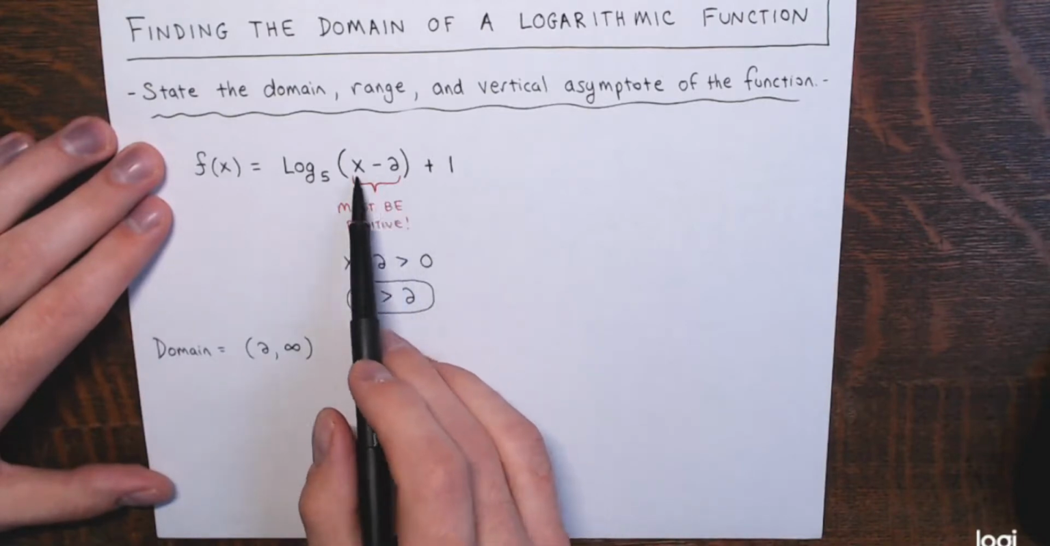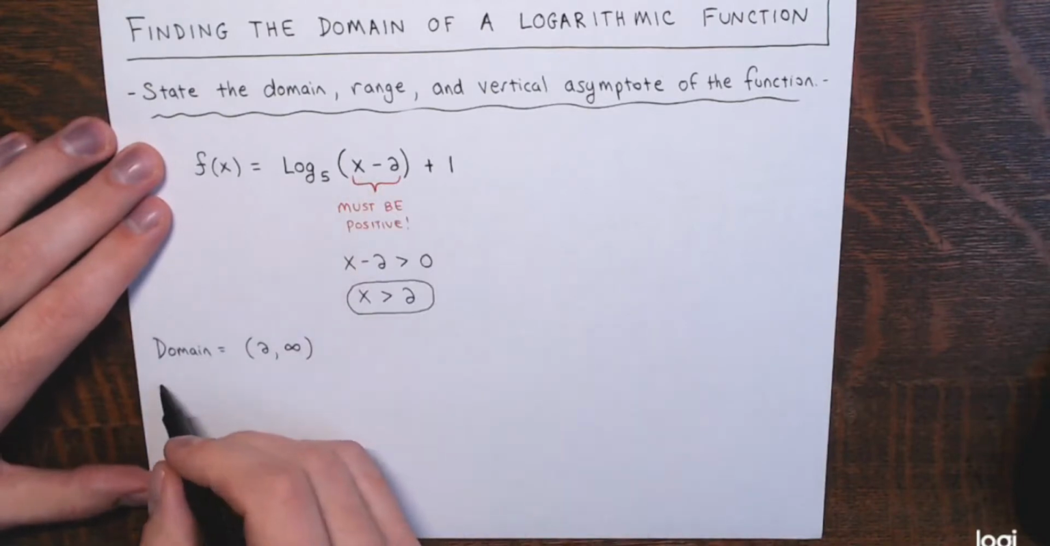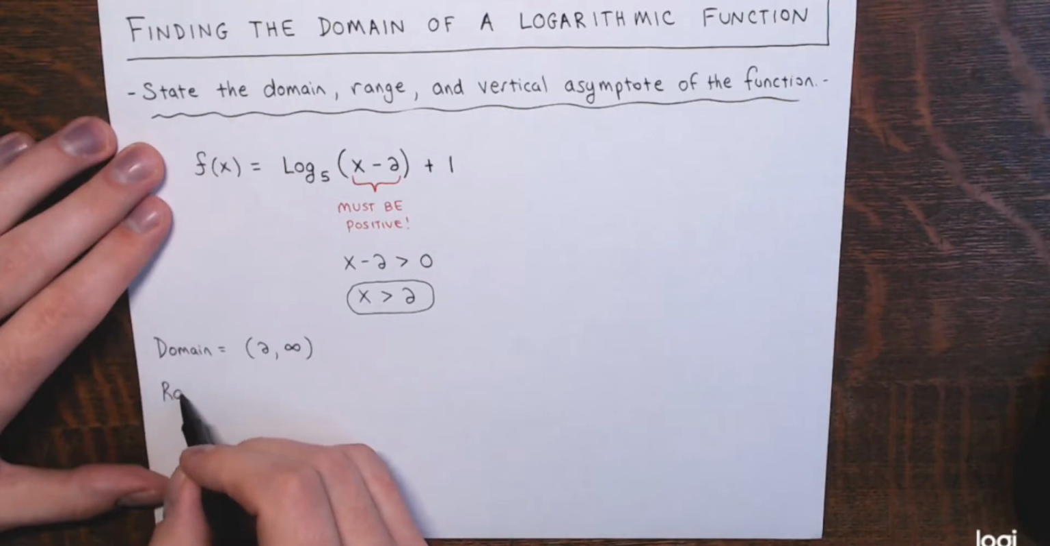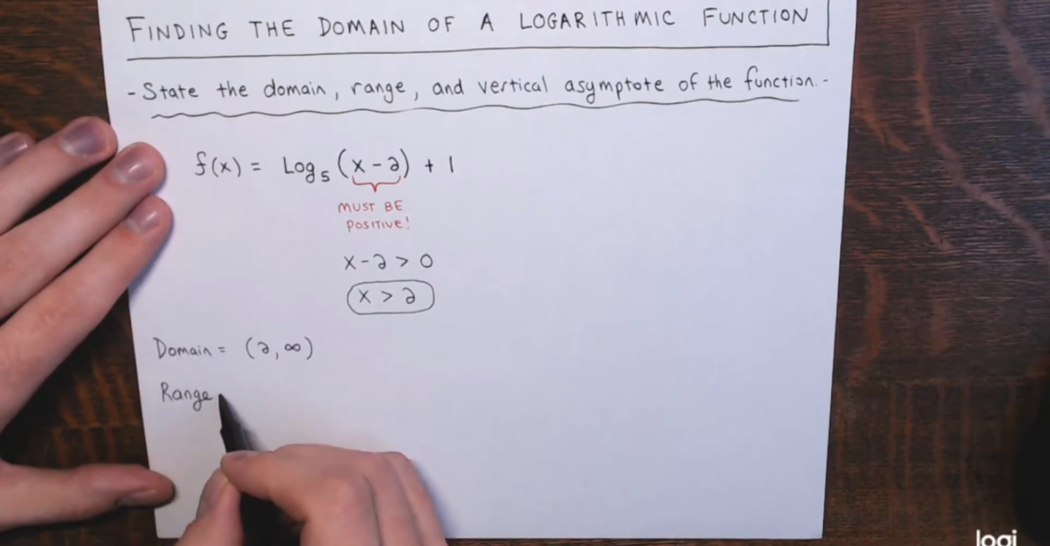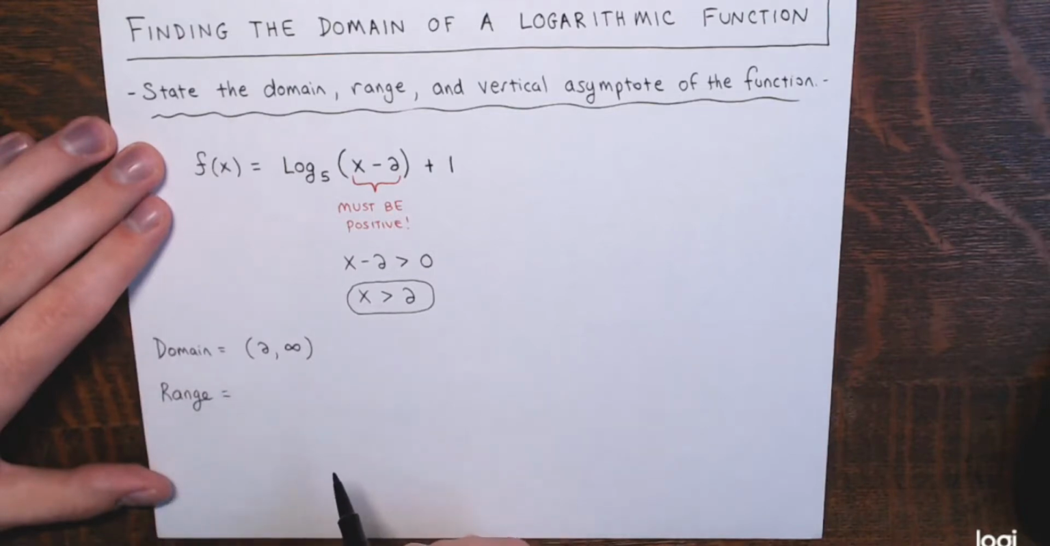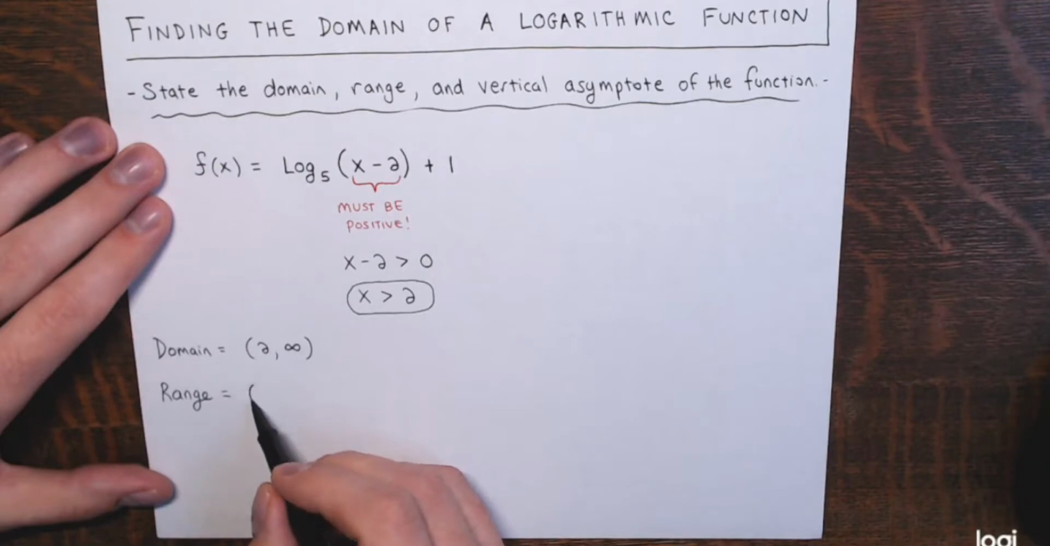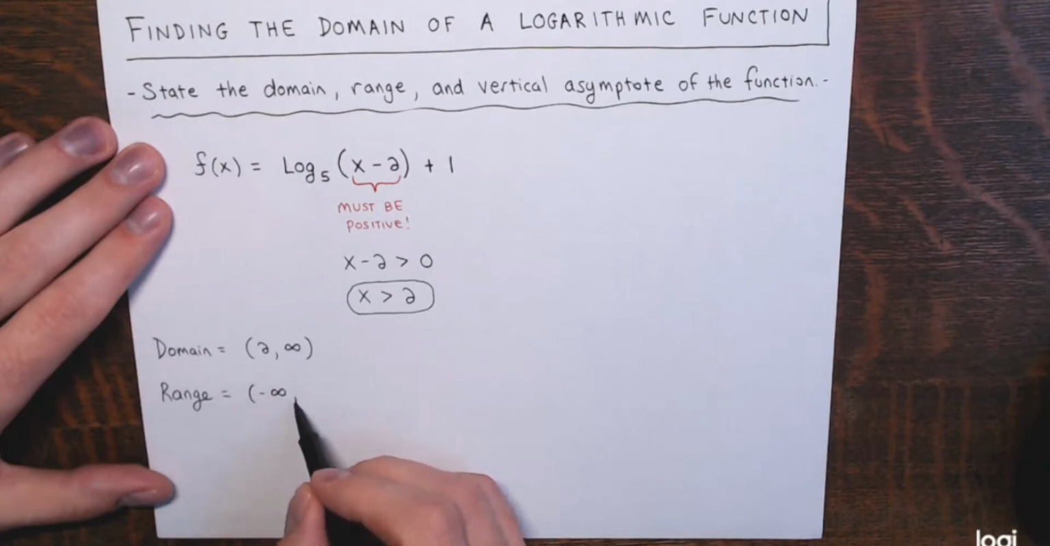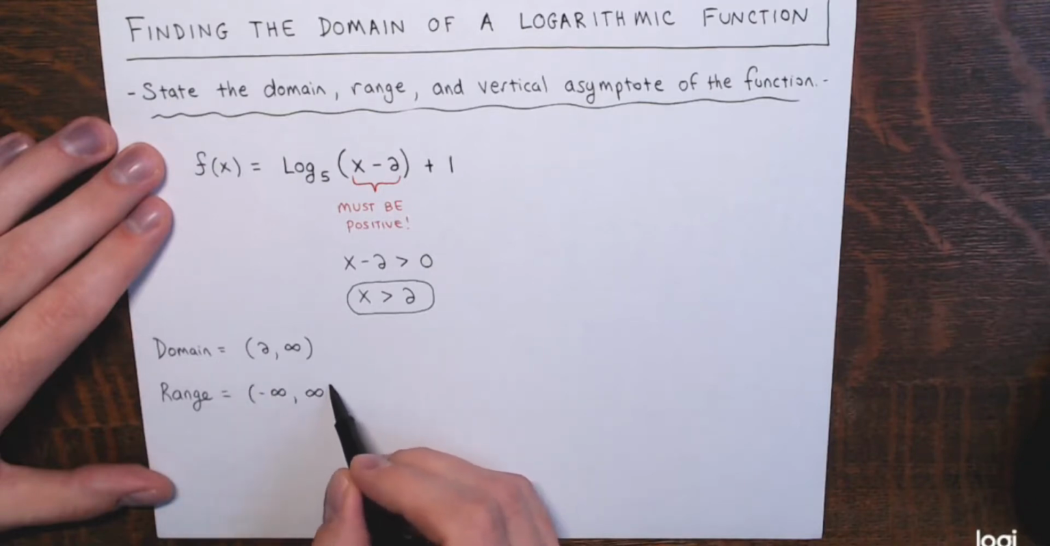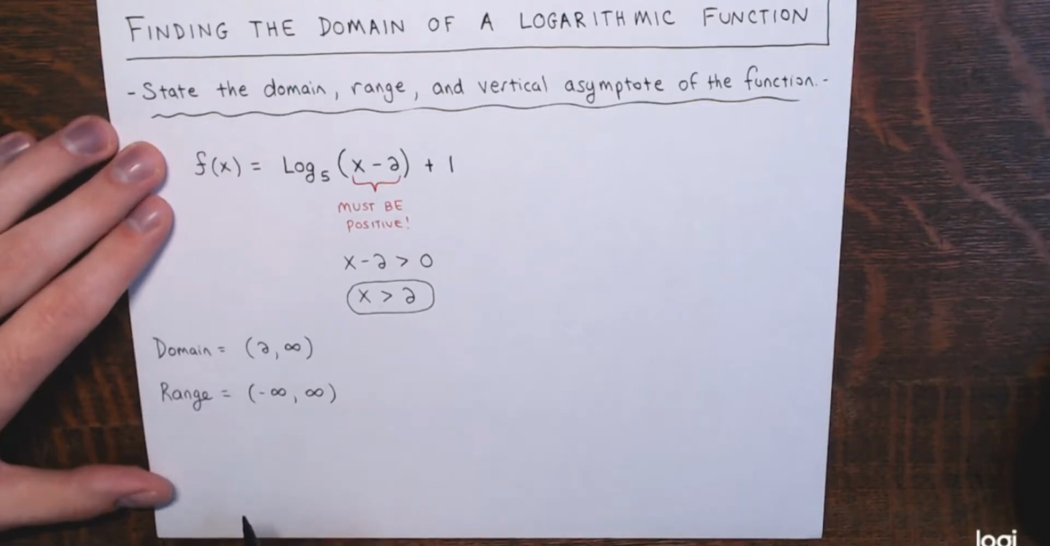The number inside has to be positive. Now the range. The range for any logarithmic function is going to be all real numbers, right? So I'm not even worried about any calculations to do here. This is an easy thing. This should be the case for all the examples I look at here.